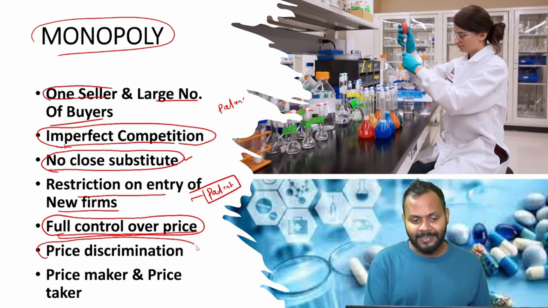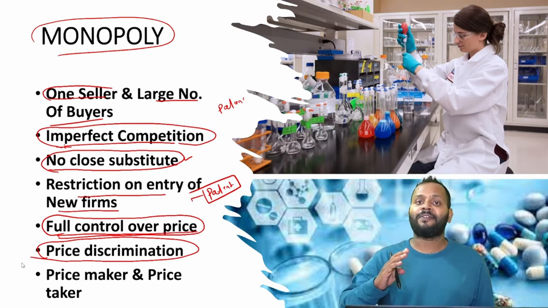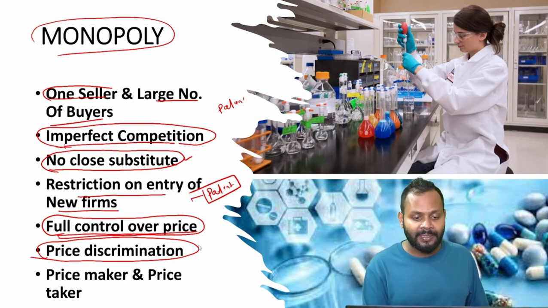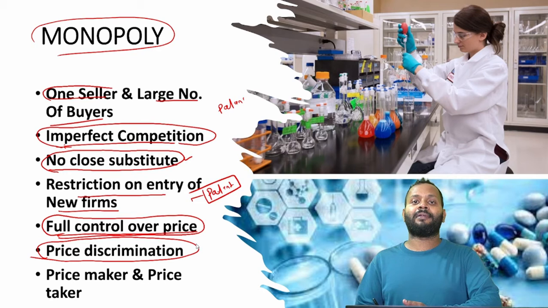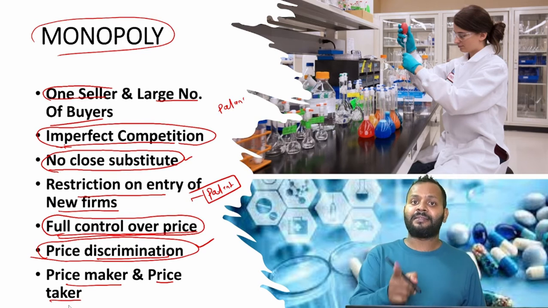So they can also do price discrimination. How is it price discrimination? Let me explain that. They can give some people a low price, and they can give some people a high price. They are the authority. They will decide to whom they will give a low price and to whom a high price. So there is price discrimination also. Price maker and price taker: they decide the price and they take the price.